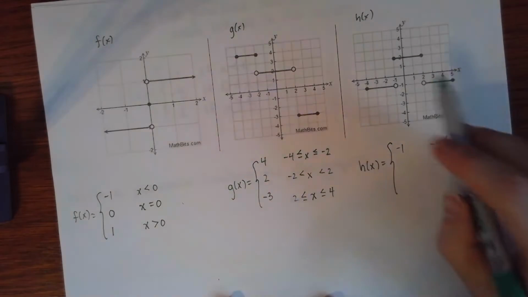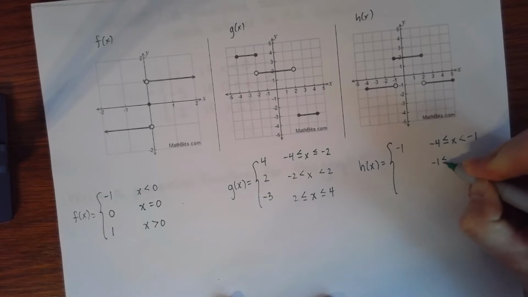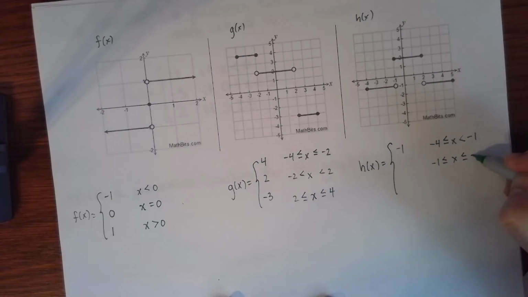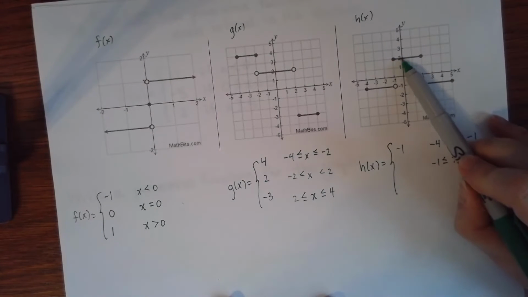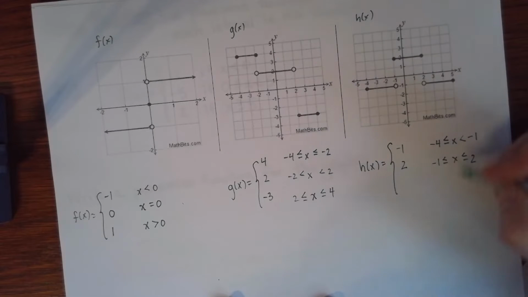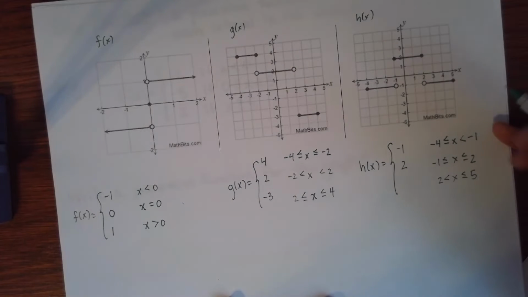Now when we reach 1, x equals 1, we get something new. So from -1 all the way up until x equals 2, we have a new value, and that value is 2. And then after 2, x would have to be greater than 2, and then all the way up until it equals 5. So greater than 2, but less than or equal to 5. We're back down at -1.